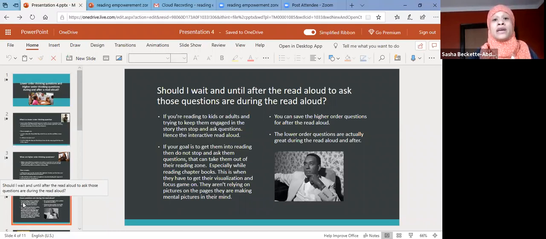Sometimes if you feel like it, you may want to ask maybe one or two higher order questions to get that child to really think about what they are reading. And you want to find out right then and there during the story what's on their mind. How would they have solved that problem? All right. The lower order questions are actually great during the read aloud and after, in my opinion. You could do lower order questions both times.